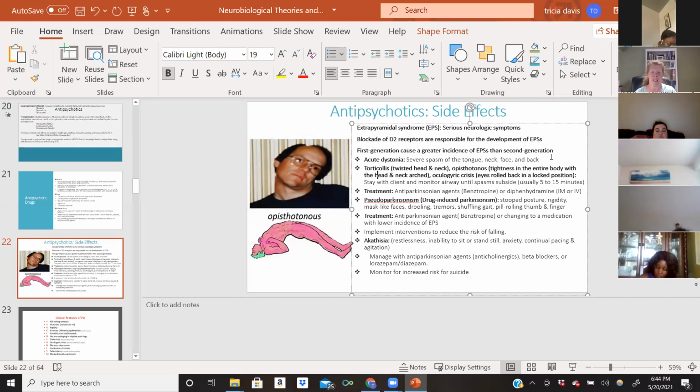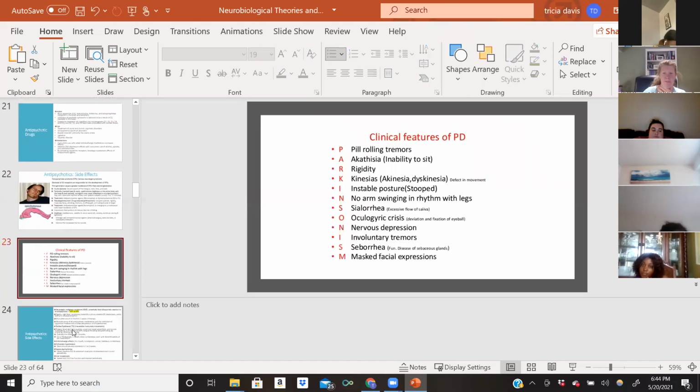So we would manage this with anti-Parkinsonian agents, just any anticholinergic. We could use beta blockers, or we could also use lorazepam or diazepam, which is Ativan. And then we would want to monitor the patient for an increased risk of suicide. So you guys need to understand what extrapyramidal syndrome is, what the side effects are, how you would recognize it, and how you would treat it, okay?